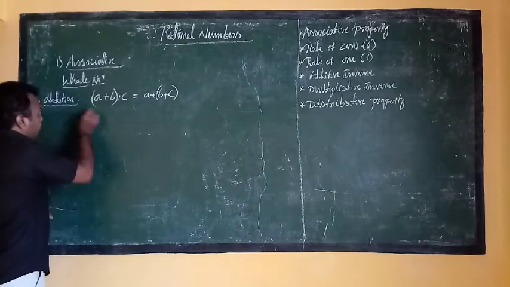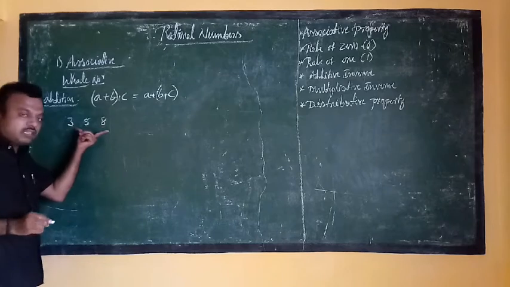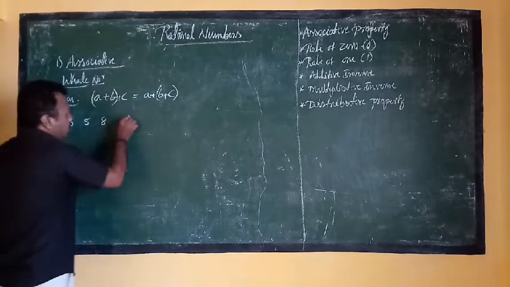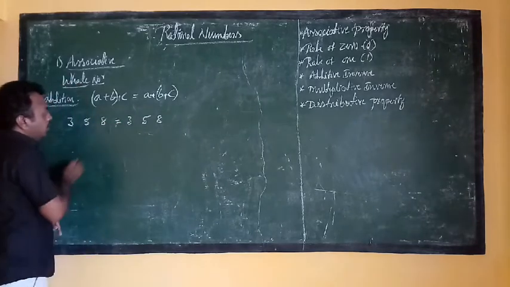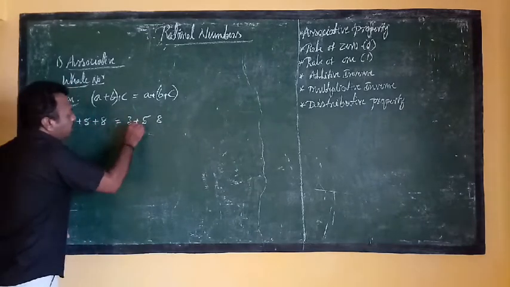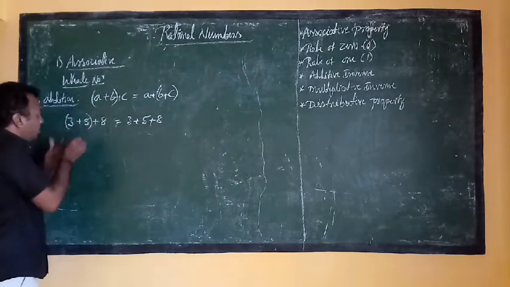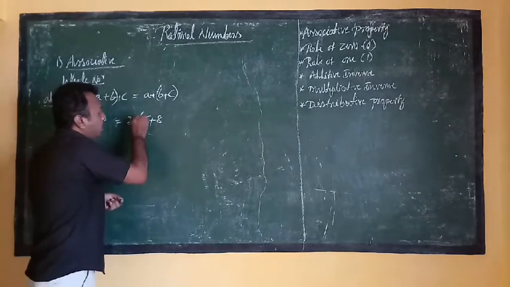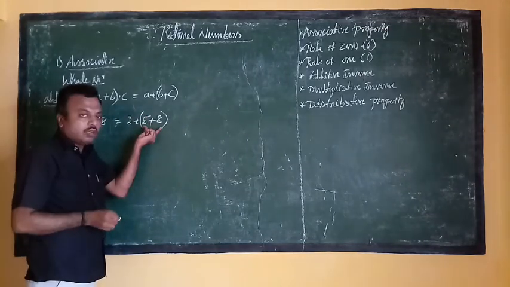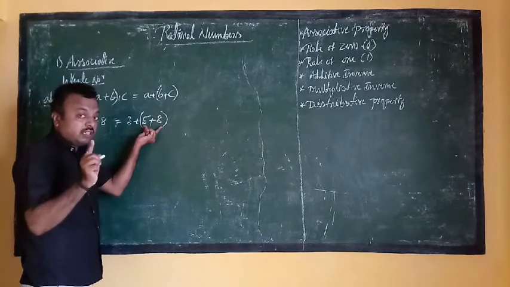See students, for example 3, 5 and 8, these three are whole numbers. So here also 3, 5 and 8, correct? I will do the addition. Firstly, I will add the first two whole numbers on the LHS side. Next, on the RHS side, I will add the last two whole numbers. Then the result remains the same.